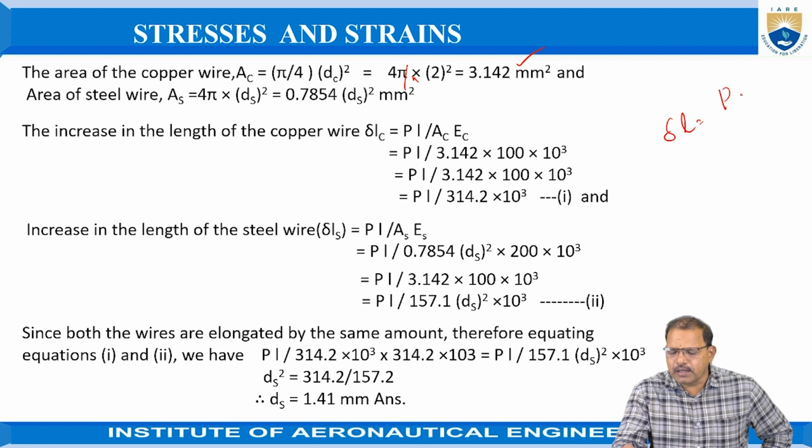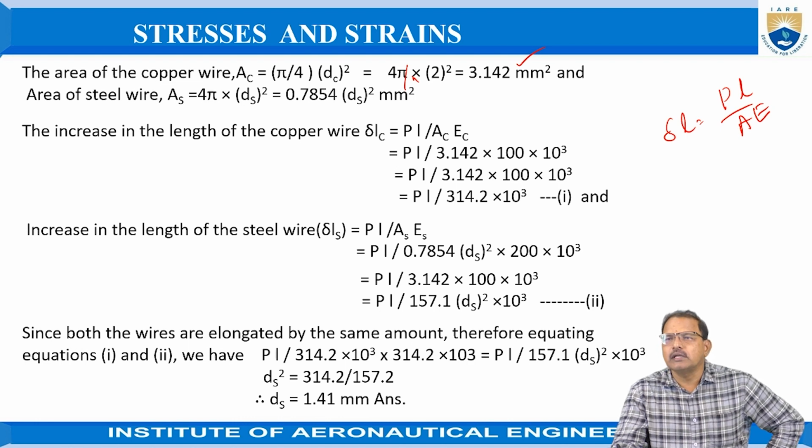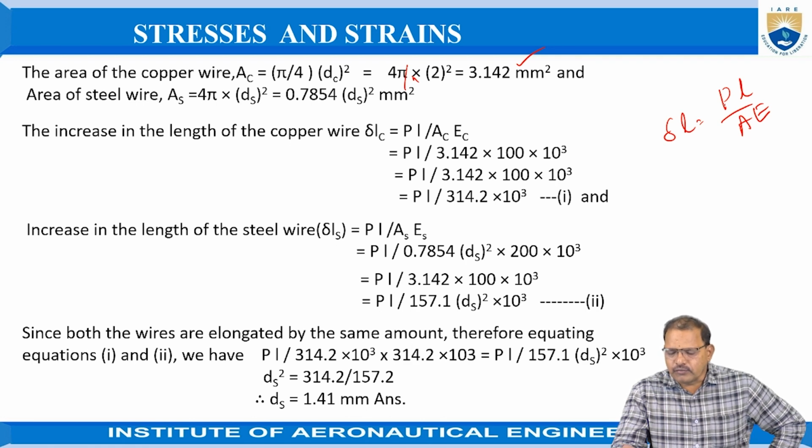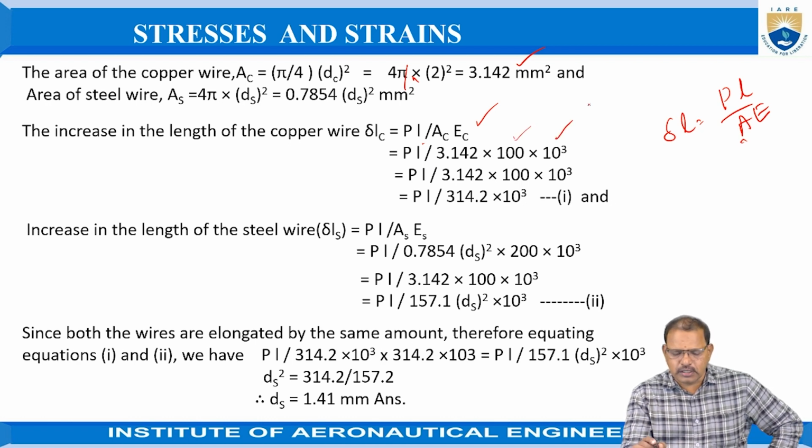Generally, this relation is useful for us to determine the elongation produced in the shaft or the wire, where P is the applied load, L is the length of the wire or the shaft, A is the area of the cross section, and E represents the Young's modulus. So delta LC is equal to P into L divided by AC into EC. Doing the calculations, P is common, L is also common, AC is equal to 3.142 and EC for the copper wire is 100 into 10 to the power 3.